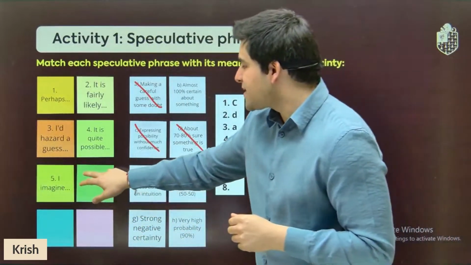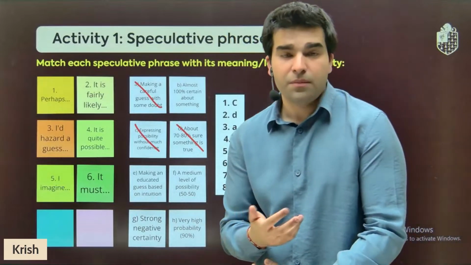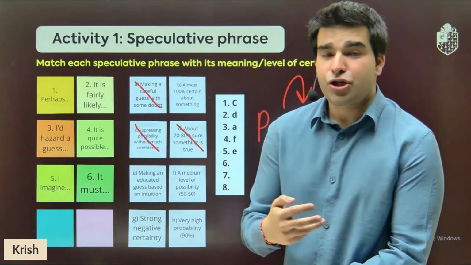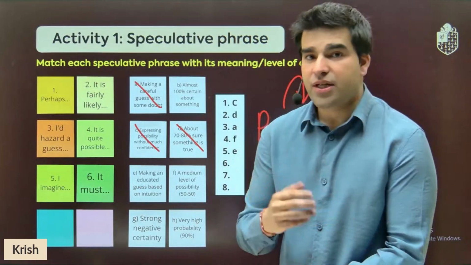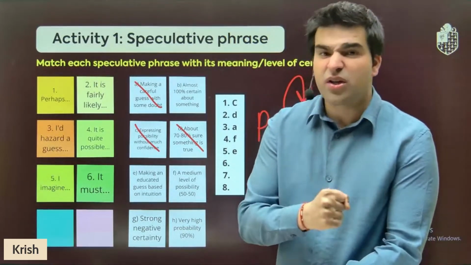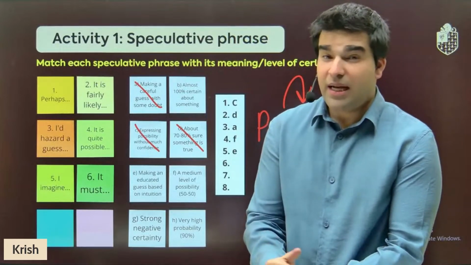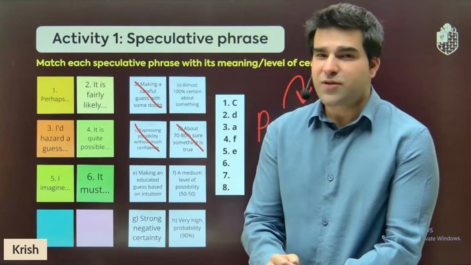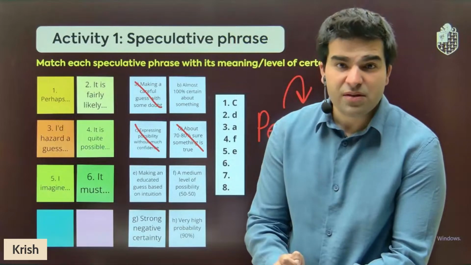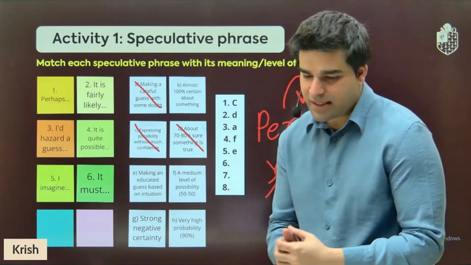Let's move on. Phrase number 6. It must. Must is a modal verb. Words like must, should, could, would, etc. They're all modal verbs. Now, this seems like a lot of surety, correct? It must take place. It must be good. It's not like perhaps. Here, you're quite sure. So what do you think is the answer for it must?